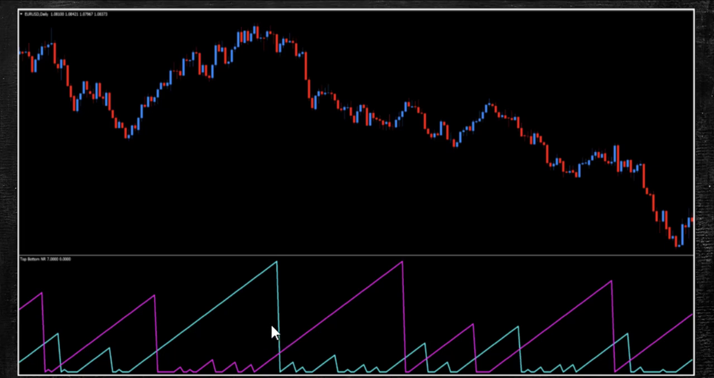People try complicating it and trying to get in early by waiting till this comes off of the bottom. As you can see, that fails many, many times. Don't do that. Just stick to the rules here and you'll be fine. So we're going to see how this thing performed.